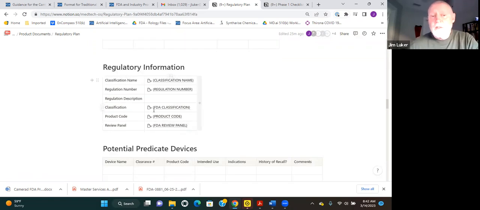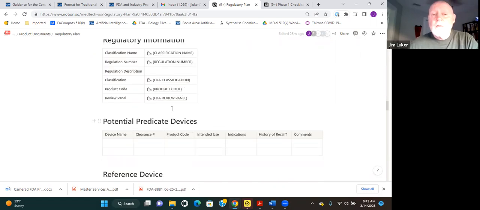Classification: was it class 1, class 2, class 3? The product code would be aligned to the regulatory classification, and sometimes for a particular regulatory number, there's multiple codes. So there's variations of that type of device that they've codified differently. And review panel: in the SaMD world, in our space, oftentimes we're talking about radiology, could be neurology, could be dermatology, but radiology is one of the review panels too.